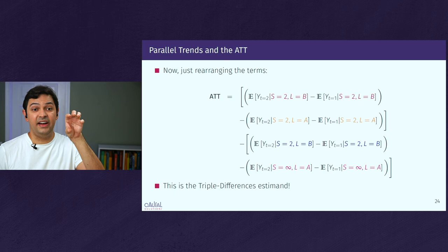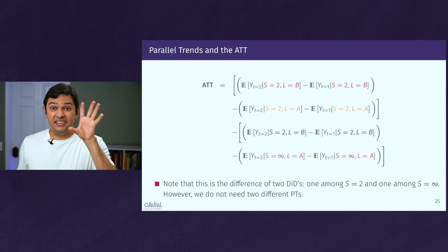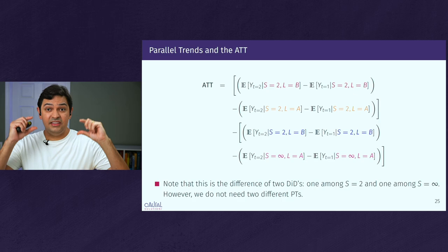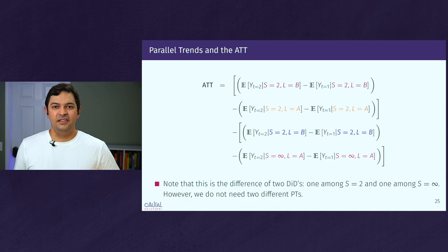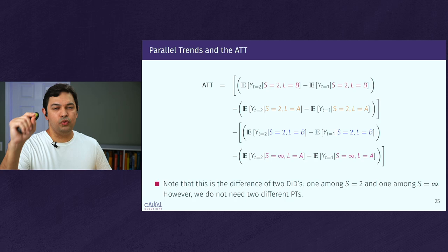And that's beautiful because it's super simple to implement, right? So even though this is the difference of two DIDs, each DID does not have a causal interpretation. Why is that? Each component of this difference does not have a causal interpretation because the assumption we are making does not allow us to interpret each of these components as an ATT for a subgroup, right?